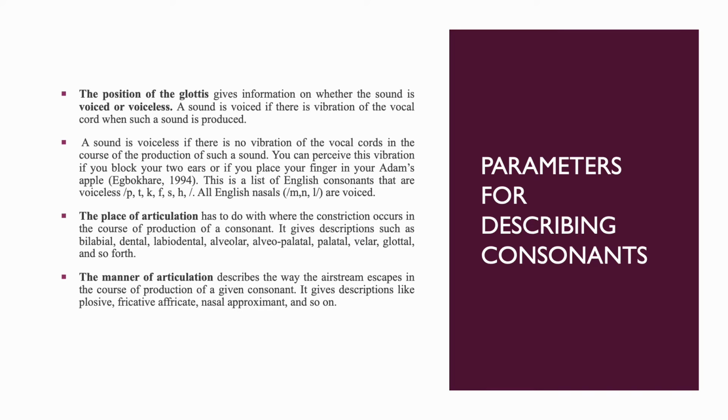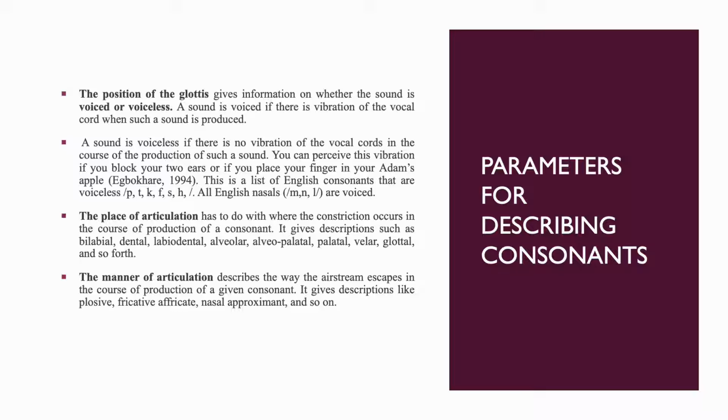Now, the position of the glottis gives information on whether the sound is voiced or voiceless. A sound is voiced if there is vibration of the vocal cord when such a sound is produced. A sound is voiceless if there is no vibration of the vocal cord in the course of producing that particular sound. You can perceive the vibration if you block your two ears, or if you place your finger on your Adam's apple. So you'll be able to tell whether the sound is voiced or voiceless.